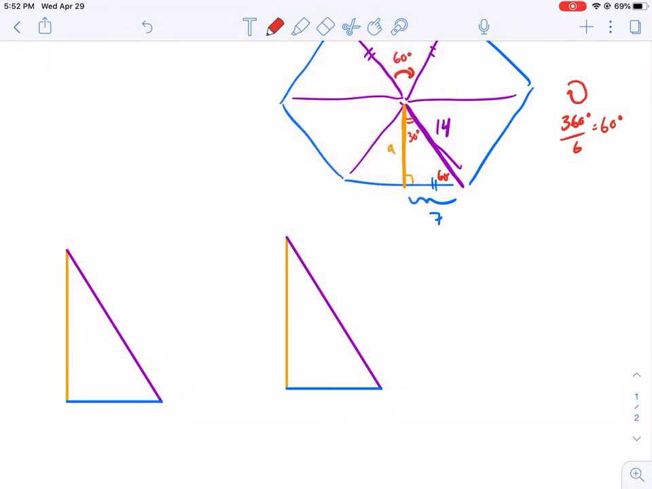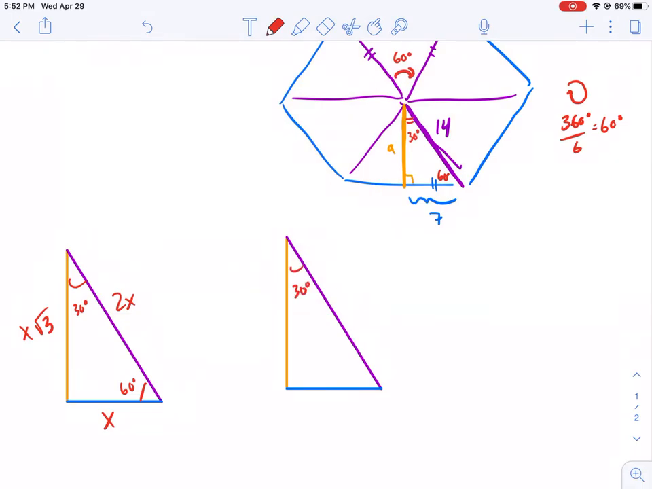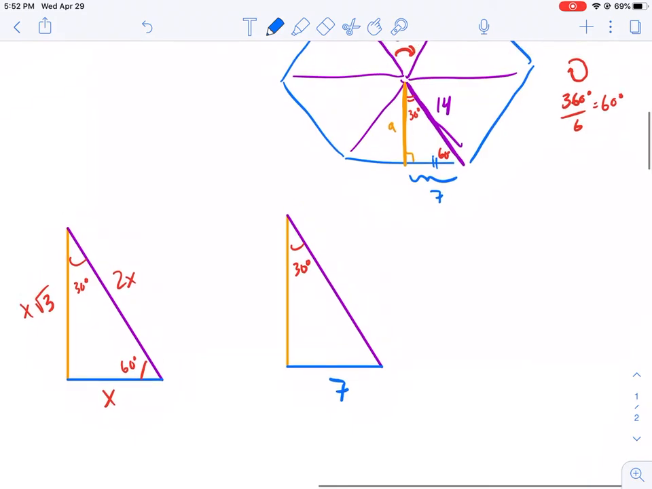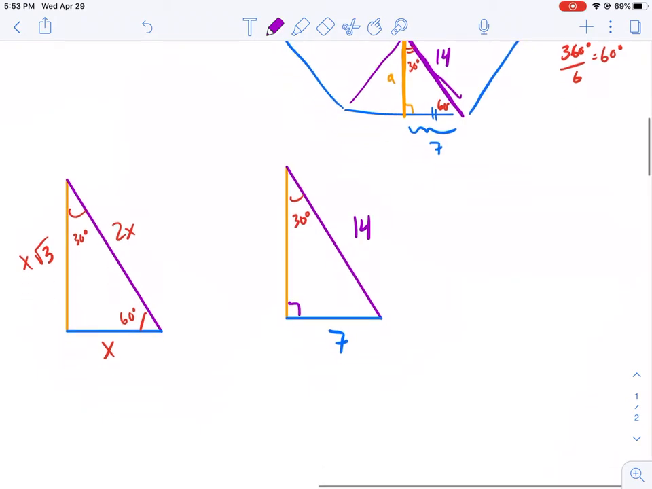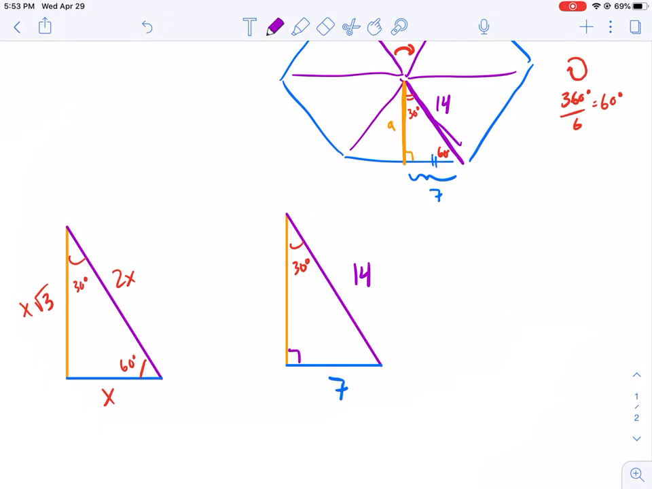If this side is opposite 30 degrees, we usually call that our go-to side. So the hypotenuse is twice as big, and the side opposite 60 degrees, the medium side, is x, whatever that side length is, times radical 3. So we do already know that the small side, the blue side, opposite 30 degrees, is 7. We already know that this is 14 because it's a 30, 60, 90, and because it's an equilateral triangle, we solved that first.